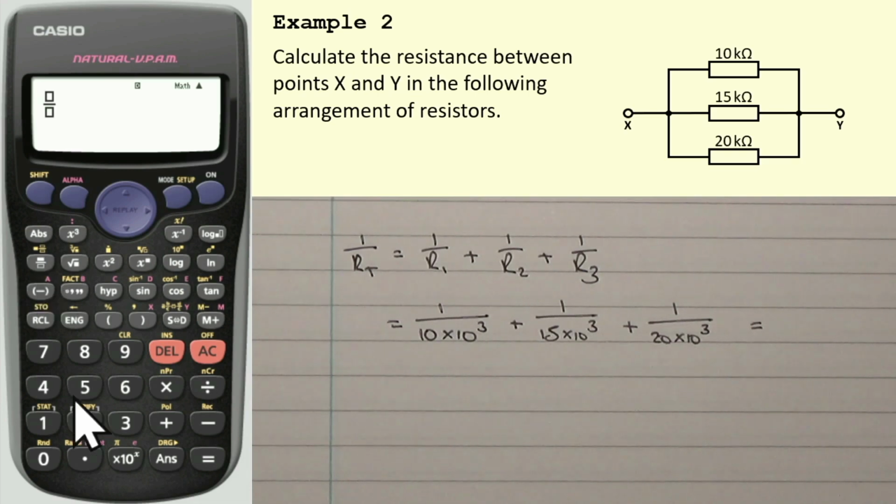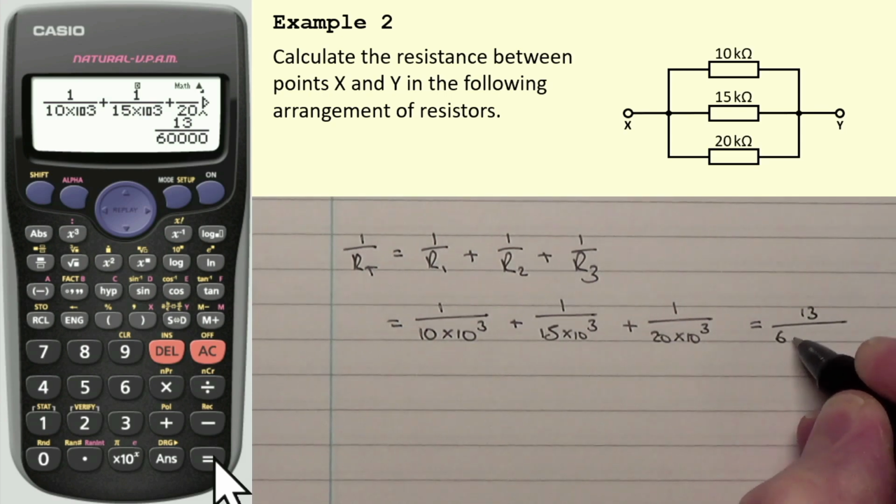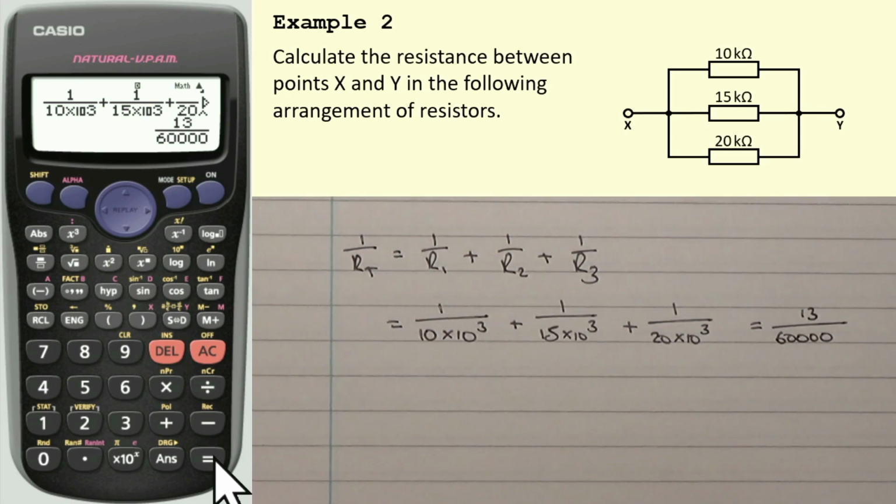So we'll press our fraction button, 1, down, 10 to the power of 3, press right, then plus, fraction button again, 1, down, 15 times 10 to the power of 3, press right again, plus fraction button, 1, down, 20 times 10 to the power of 3. There we go. And that gives us 13 over 60,000. So again, this is 1 over RT is 13 over 60,000.